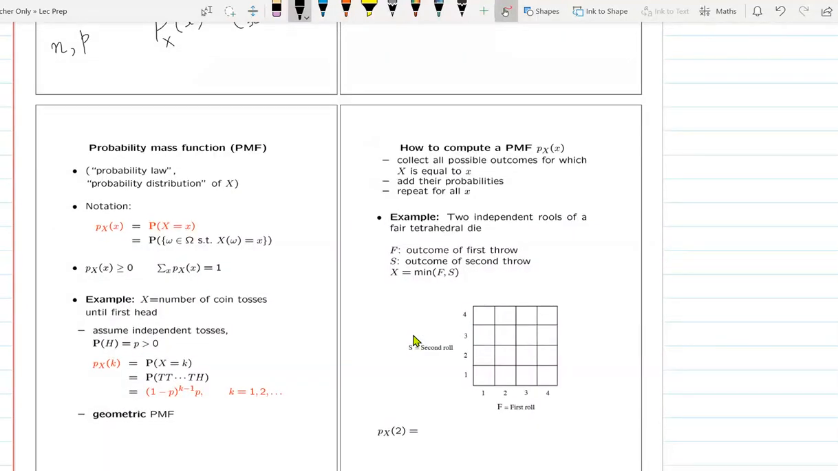We already saw this probability mass function. Again, last time we called this probability density function, and that was wrong. This is called probability mass function. There will be something else which will be called probability density function, which will be coming up later.